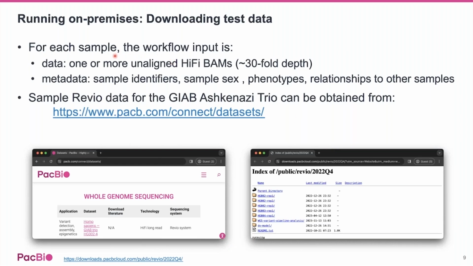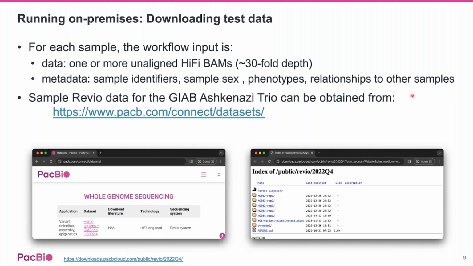For each sample, though, we need 2 types of input. Data, that is one or more unaligned HiFi BAM files totaling about 30-fold depth. The best practice here is to use standard Revio WGS output with 5mC base modifications, but without the consensus kinetic calls. We also need metadata about the sample and family. So that includes things like sample identifiers, sample sex, phenotypes encoded as HPO terms, and relationships to the proband. So that is whether the sample is the proband, the mother, or the father.